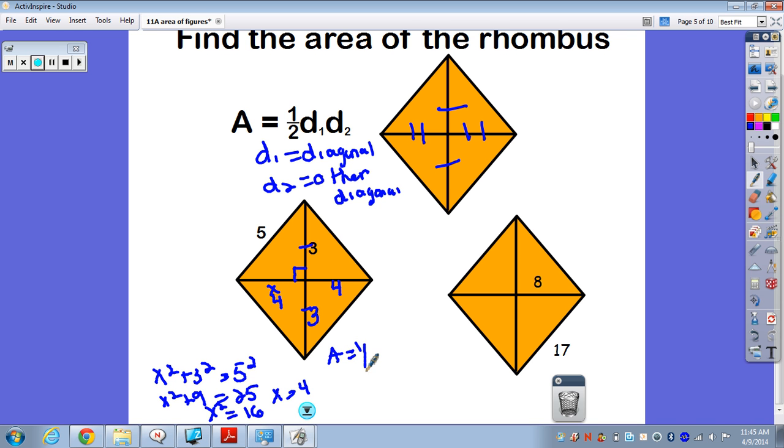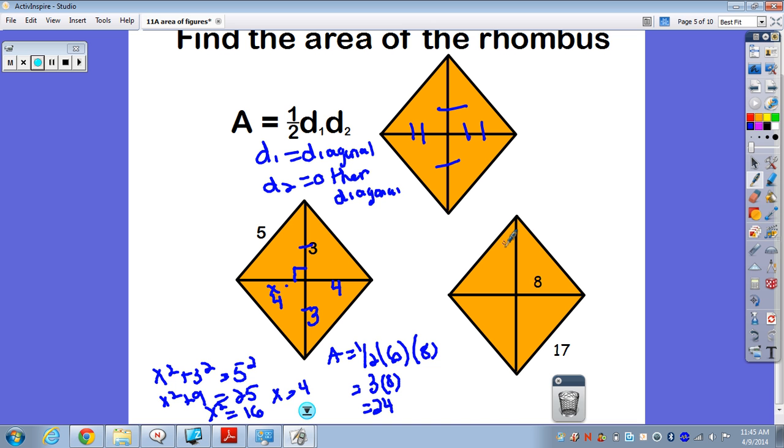So x equals 4. So that means this part is 4, the other part is 4, and then the area is 1/2 diagonal 1. If I say this is my diagonal 1, it's 3 plus 3, which is 6, and then diagonal 2, which is 4 plus 4, which is 8. And then we can multiply that out, so 1/2 of 6 is 3, and then 3 times 8 is 24.